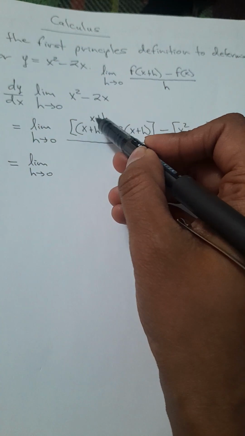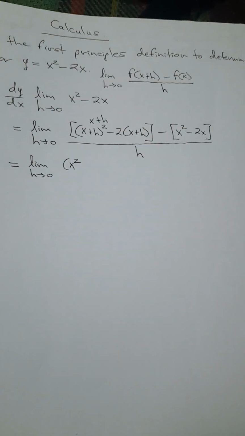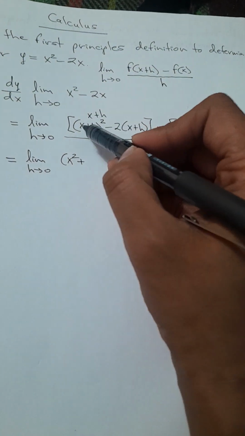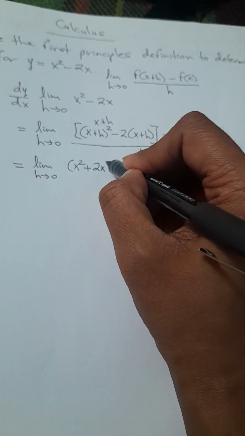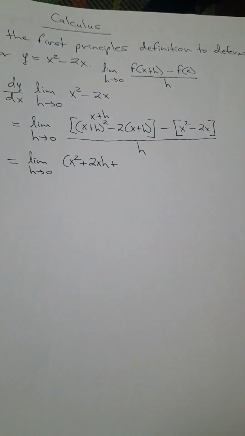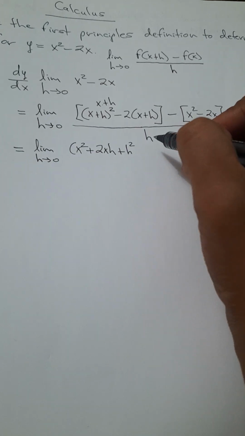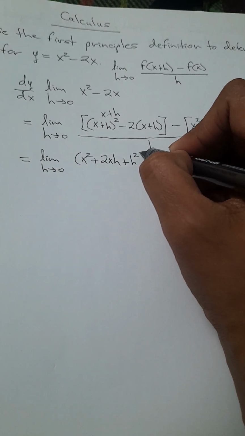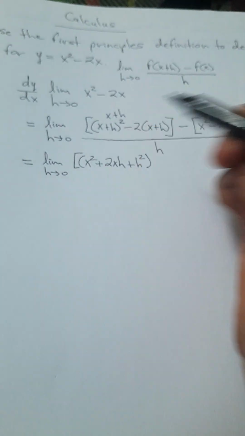So this is x times x. We'll just open up brackets here, x squared plus x times h, which is 2xh. Then I'm doing h times h, which is h squared. Okay, and then you're going to close the bracket here. Okay, maybe we'll still leave it.